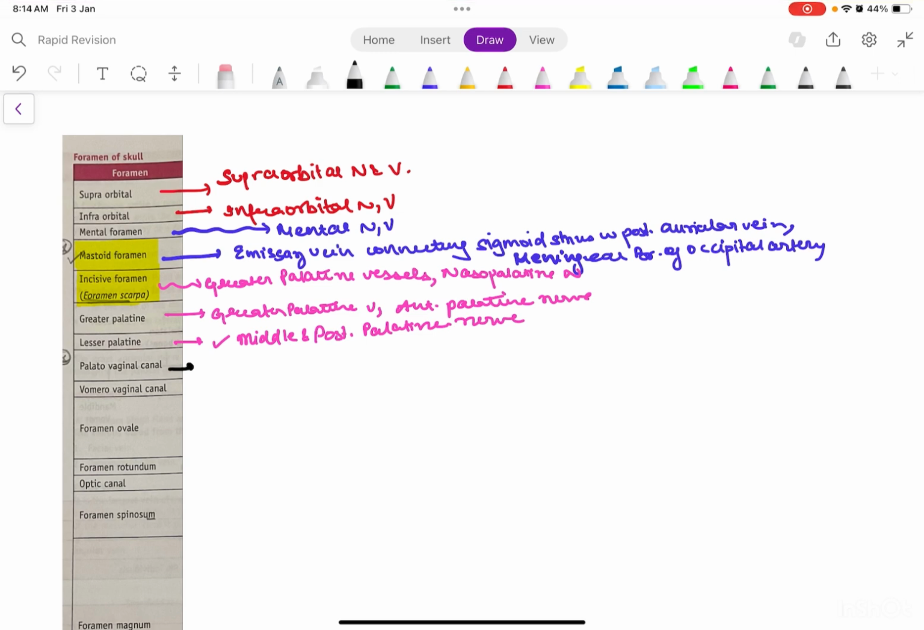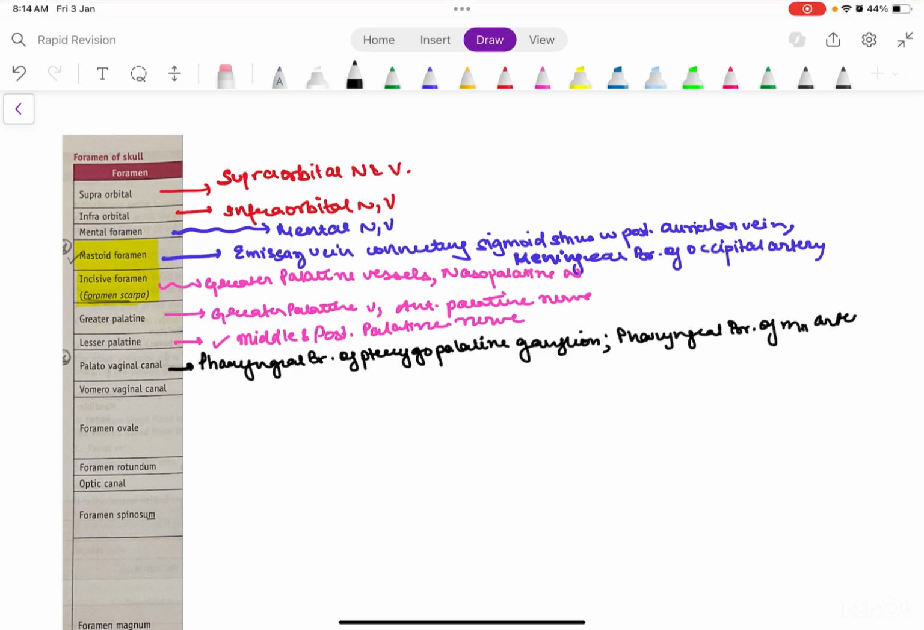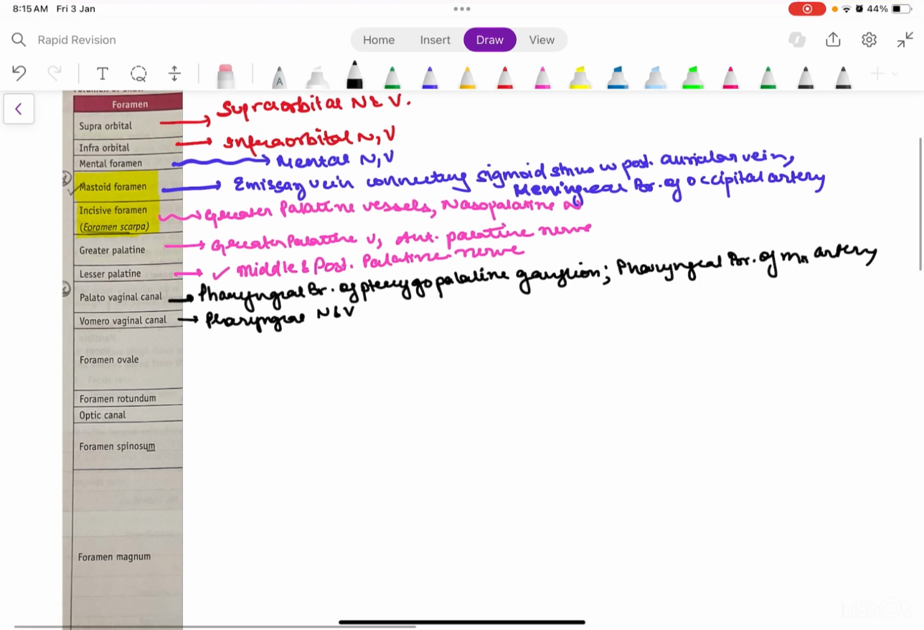Then coming on to palatovaginal, important. In this, you just have to remember that we have P for palato, and we have pharyngeal branches of the pterygopalatine ganglion and the pharyngeal branch of the maxillary artery. Vomerovaginal has pharyngeal nerves and vessels.